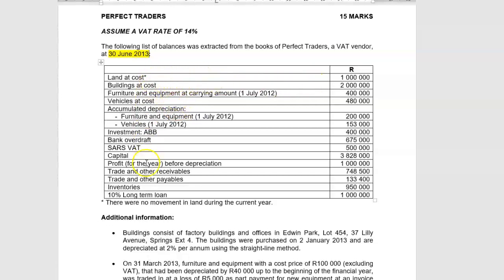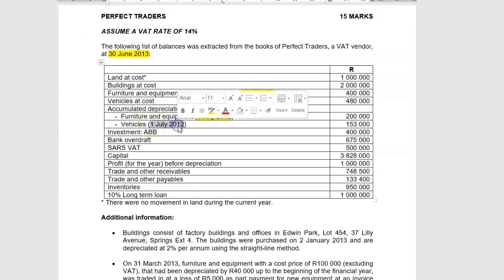Land at cost, and there was no movement in land during the year. Buildings at cost, furniture and equipment at carrying amount as at 1 July 2012. Vehicles at cost, accumulated depreciation, furniture and equipment on 1 July 2012, beginning of the year, and vehicles on 1 July 2012. Now, we have the furniture and equipment at carrying value as at the beginning of the year.